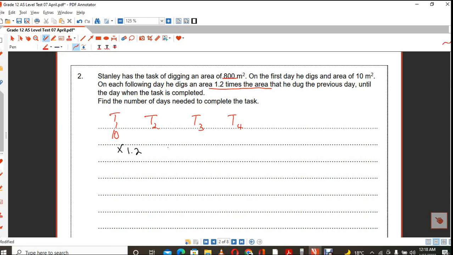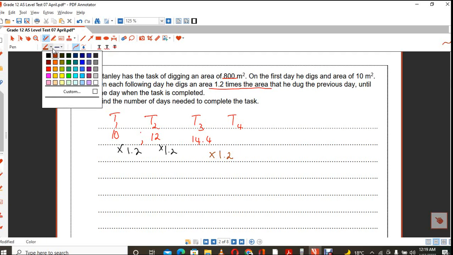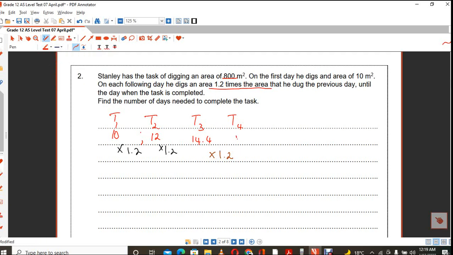Once you multiply by 1.2, this one becomes 12. Multiply again by 1.2, then we get 14.4. When you multiply that again by 1.2, that gives you 17.28. So you've got 17.28, and so on. So these are our terms.